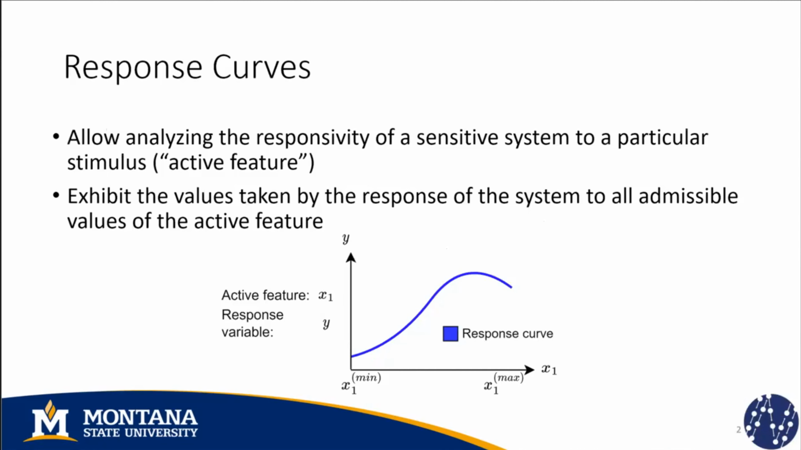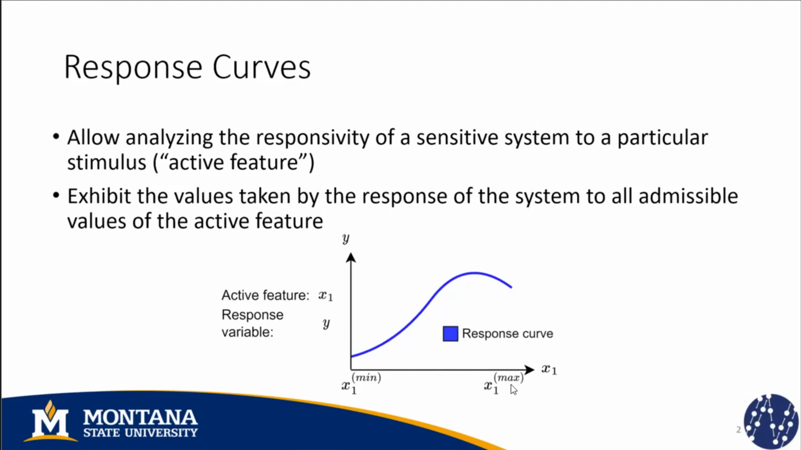To begin with, we will be talking about response curves, which are tools that allow analyzing the responsivity of a system to a particular stimulus that we call active feature. Here we have an example where the active feature is called x1 and the response variable of the system is y. The response curve consists of all response values taken by the system when using all admissible values of the active feature.